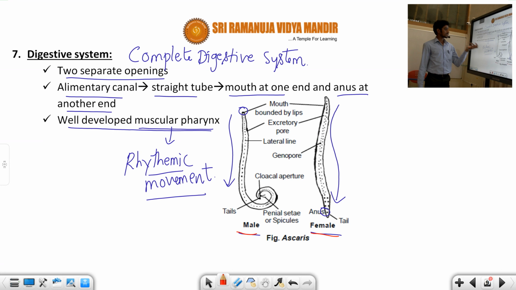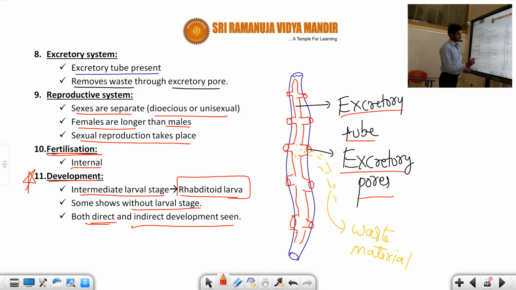Next, the excretory system: a long excretory tube eliminates waste through excretory pores. Fertilization is internal, and the development is through a rhabditiform larva. Sometimes they do not show any larval stage, which is direct development. Both direct and indirect development can be observed in Aschelminthes.